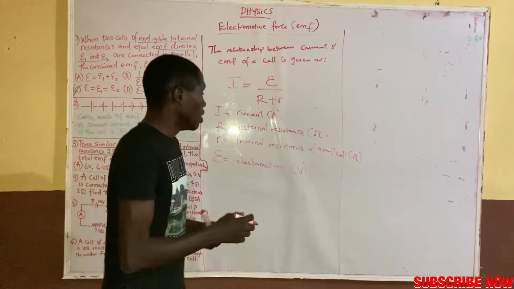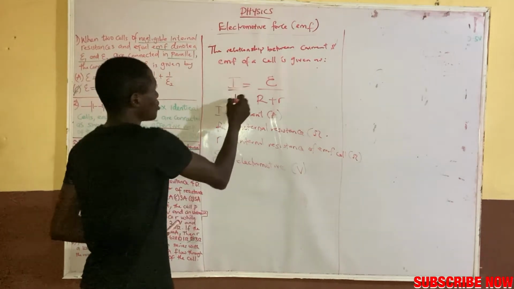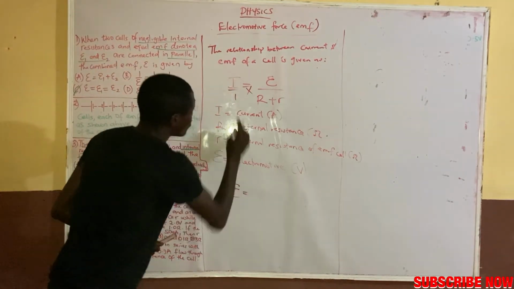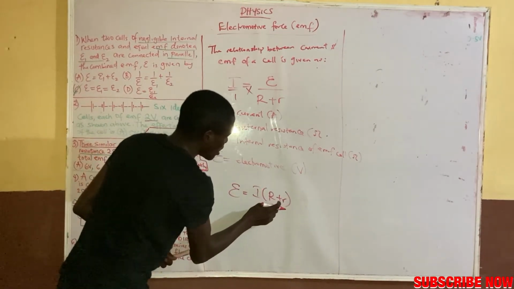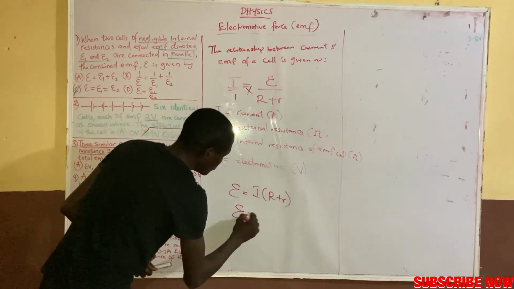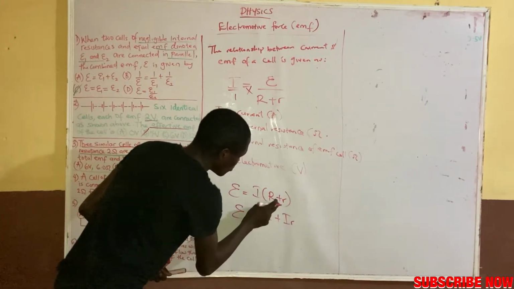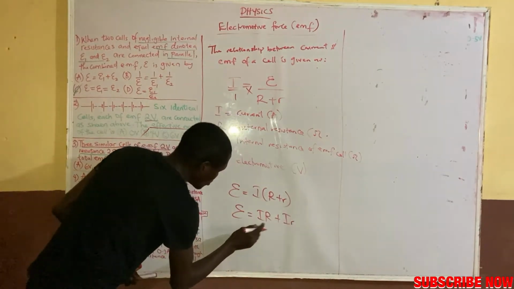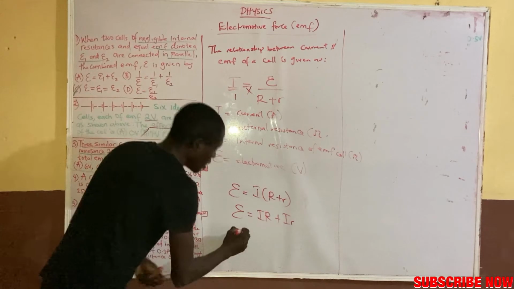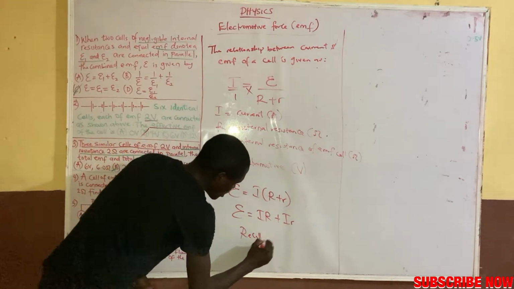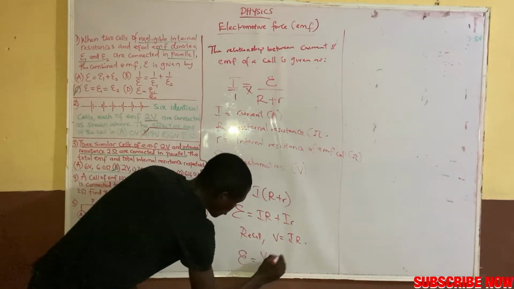Another thing we need to know is that we can make the EMF the subject of the formula by cross multiplying. We have EMF equal to I into bracket R plus r, meaning EMF is equal to IR plus Ir. Recall that V is equal to IR, so EMF is equal to V plus Ir.